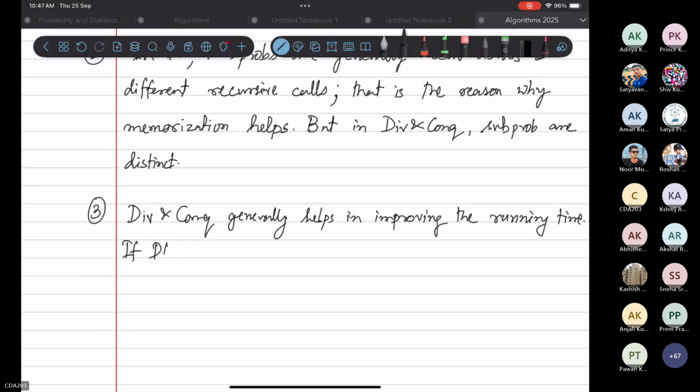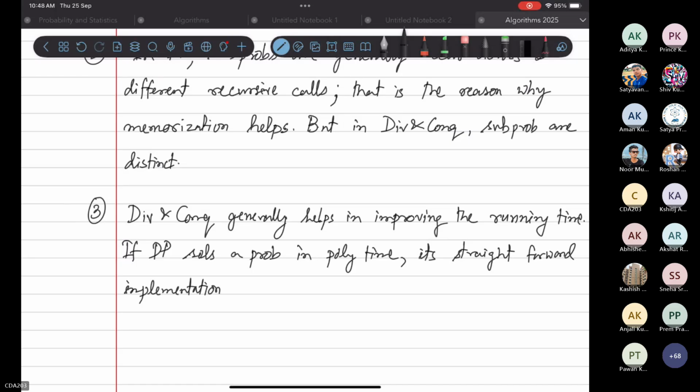But if dynamic programming solves a problem in polynomial time, its straightforward implementation is generally exponential. So that we have seen again and again.